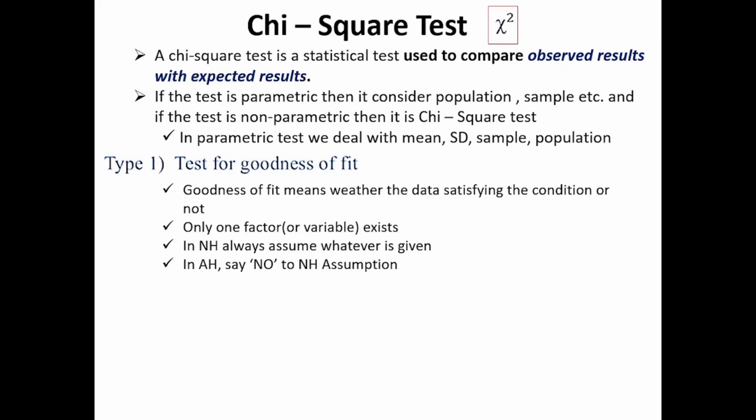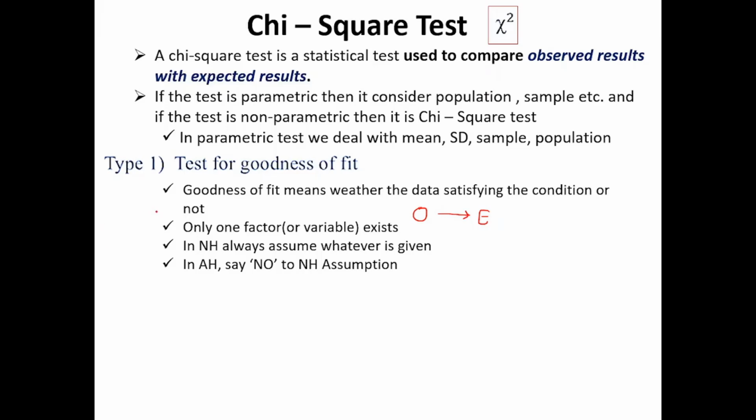Okay, so chi-square test is of two types. Type 1 is test for goodness of fit. Goodness of fit means whether the data is satisfying the condition or not, that we check in this test. Means we check that observed data is matching the expected results or not. Chi-square test is generally used to compare the experimental result with the theoretical hypothesis.